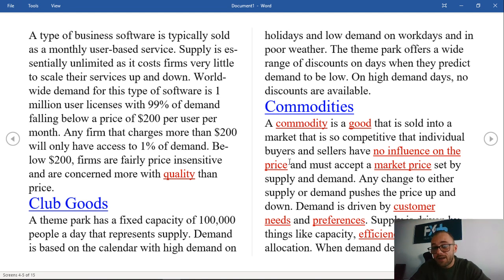Back to commodities. A commodity is a good that is sold into a market that is so competitive that individual buyers and sellers have absolutely no influence on the price and must accept a market price set by supply and demand. Any change to either supply or demand pushes the price up or down, as I said before, according to shortages or surplus in either supply or demand. So demand is driven by consumer needs and, of course, preferences.